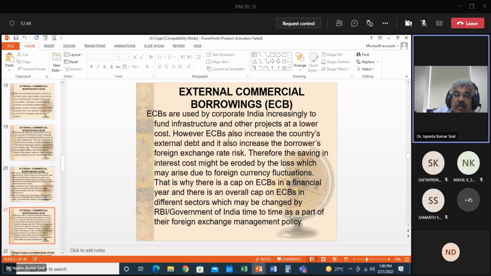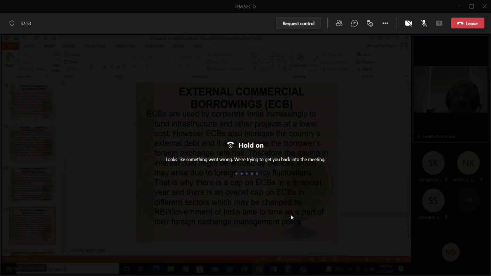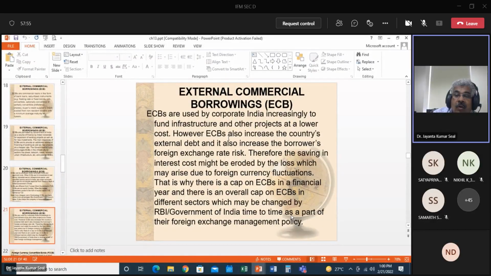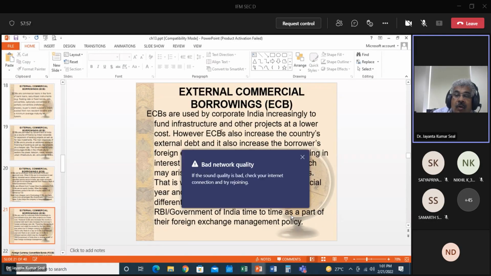However, ECBs are, if you borrow, naturally the company's debt will go up. And the company is an Indian company, so total India's debt will go up. Yes or no? Is that clear? If you borrow, your debt will go up.